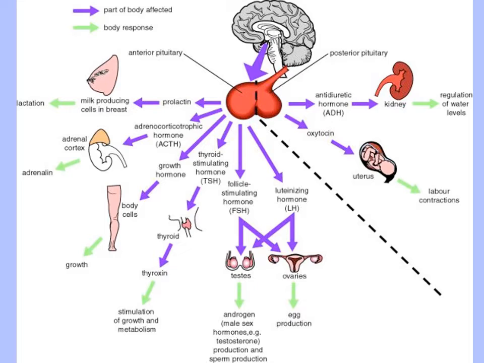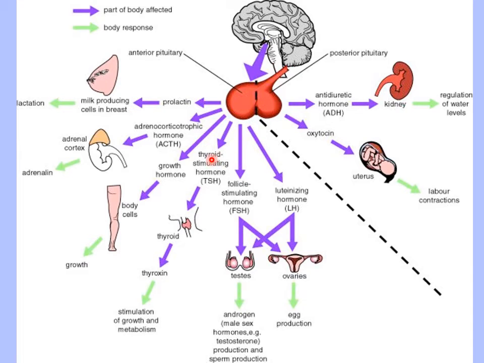Right, to give you a bit more of a feeling about why we talk about the pituitary gland being the master gland, this gives you a bit more of a feeling. So the pituitary gland produces ADH, antidiuretic hormone, which controls water levels in our body. It produces this hormone called oxytocin, which is involved with pregnancy and causing labor contractions. It produces FSH and LH, which we've mentioned, which act on the testes and the ovaries and are involved with controlling the production of other hormones.